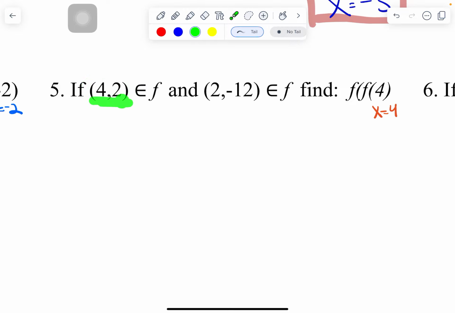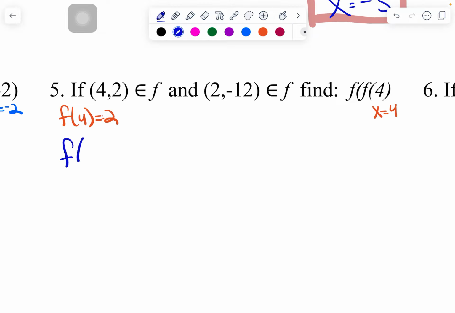This is what your function is. When x is equal to 4, your function's equal to 2. So I'm going to make a little note here. So f of 4 is equal to 2. So over here where it says f of 4, f of 4 is when x is equal to 4. I can replace that with 2. So now I'm going to change color here. This f of 4, I'm going to replace with 2. So f of 4 gets replaced with 2.